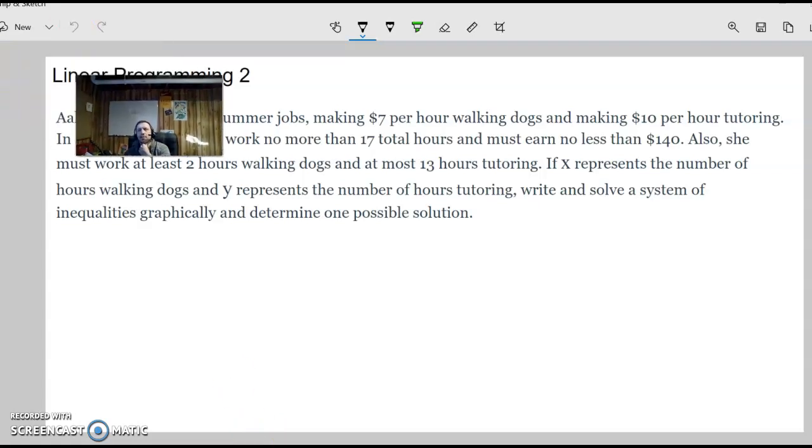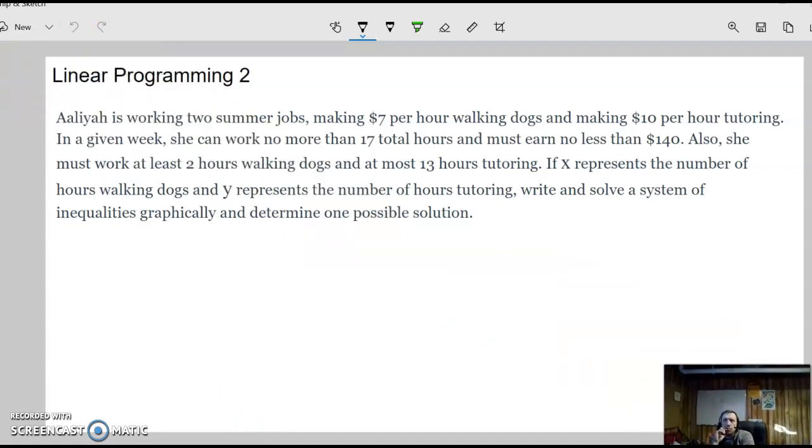Hey there, let's take a look at another linear programming problem, and we're going to try to use this idea of guess, check, generalize again.